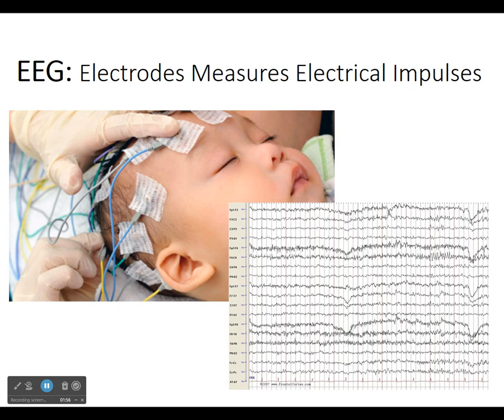The EEG has another advantage in that it is incredibly easy to use if you have someone who's going to be moving a lot. Many of the other scans require someone to lay very still to get a good reading or get an accurate or valid reading. With the EEG, we can still get a good reading even if someone had these electrodes on their head and they were running on a treadmill.